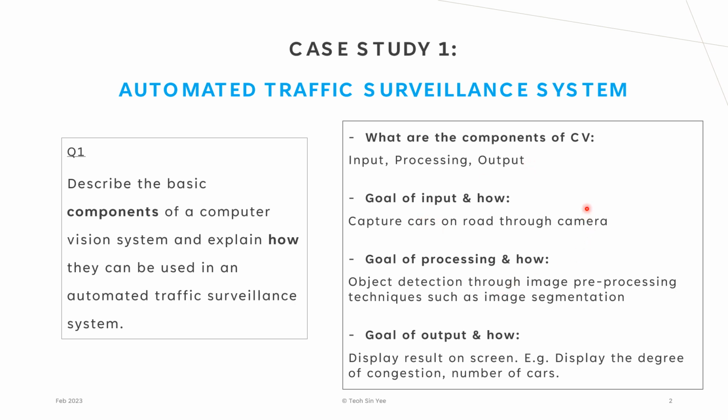To make this clearer, because we need to answer the second part, how they can be used: the goal of the input is to capture the cars on the route through the camera. For the processing, because we want to do the detection, we have to pre-process the raw images using different techniques, and eventually the output here is to display the result on the screen. Perhaps the degree of congestion or the number of cars, depending on the use case.